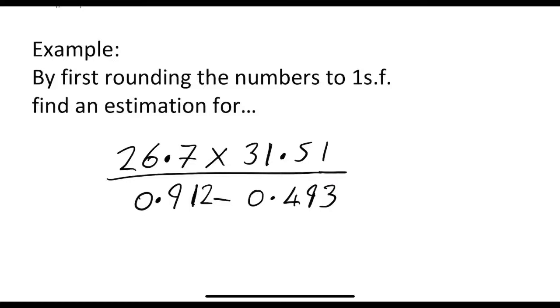Okay, this example says, by first rounding the numbers to one significant figure, find an estimate for 26.7 times 31.51, all divided by 0.912 minus 4.493. So first thing you've got to do is round every number to one significant figure. Now the big mistake people make is they make this far too difficult, and they do that by rounding to two sig figs instead of one significant figure, which makes it way more difficult.